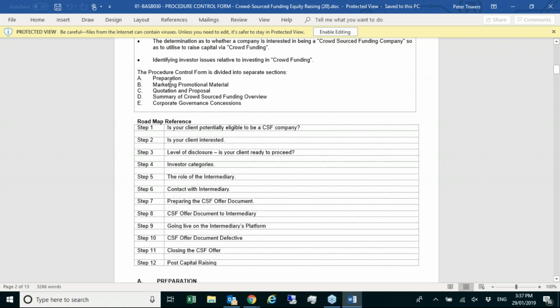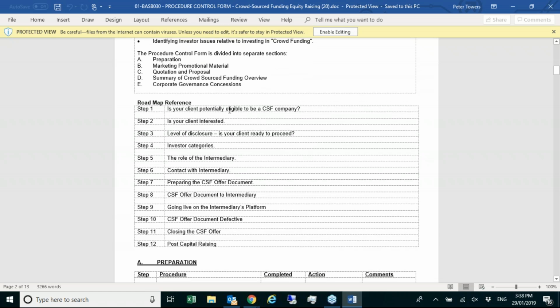So we've got these first 5 sections, which are really the getting ready, the preparation: marketing, promotional material, quotation and proposal, a summary of what crowdsource funding is all about, the corporate governance concessions. I assume will not apply to any of your clients unless they were already in the crowdsource funding before the 18th of October 2018, and that's just how the benefits they had then have been phased out because of the new regime of private companies.